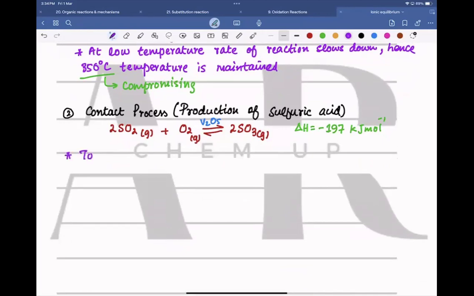Yes, who will tell me? To obtain the maximum yield of sulfur trioxide, decrease the temperature. Yeah, a lower temperature would be used. So to obtain the maximum yield of sulfur trioxide, what about pressure? Do we need a higher pressure or a lower pressure?